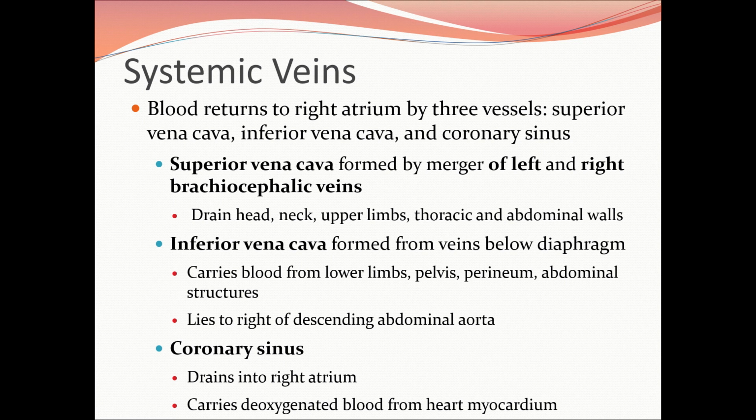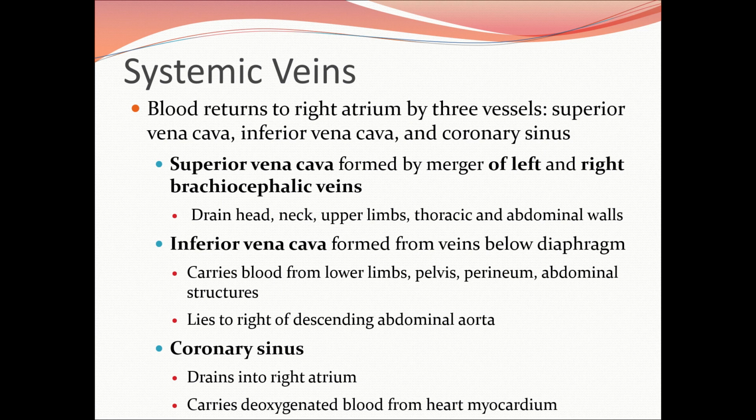Now let's take a look at some systemic veins. Blood returns to the right atrium by 3 vessels: the superior vena cava, inferior vena cava, and the coronary sinus. The superior vena cava is formed by the merger of the left and right brachiocephalic veins. They drain the head, neck, upper limbs, thoracic, and abdominal walls.